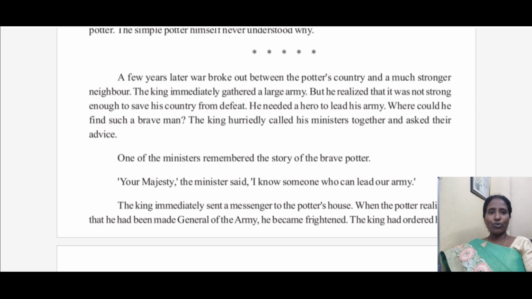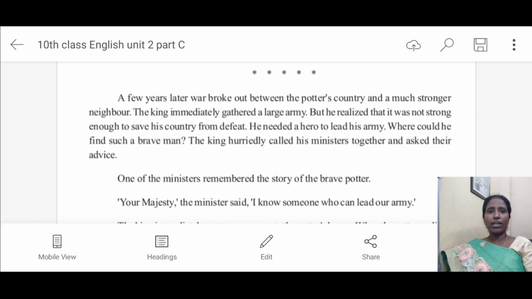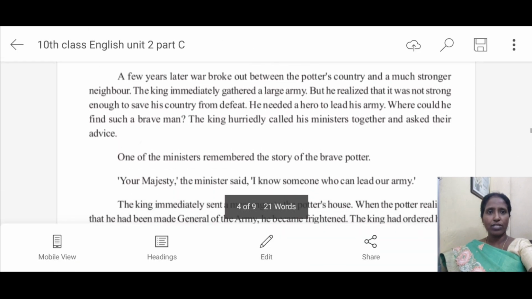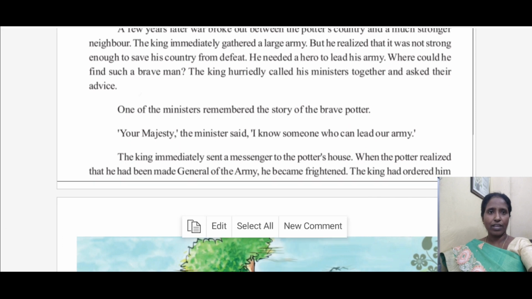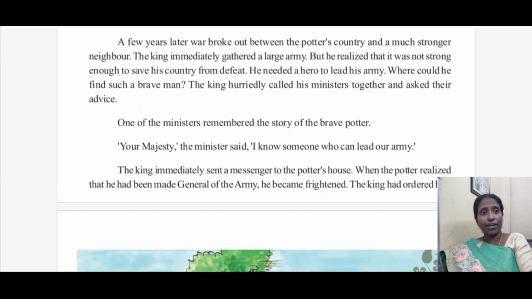A few years later, a war broke out between the potter's country and the much stronger neighbor. So after some years, there was a war. War means a big fight between the potter's kingdom and the neighboring kingdom. After a few years, a war broke out between the potter's kingdom and the strong neighbor.